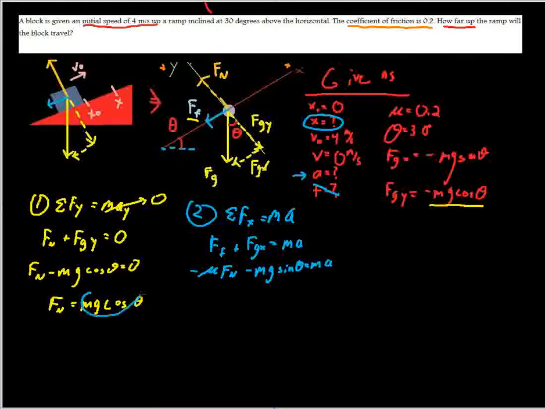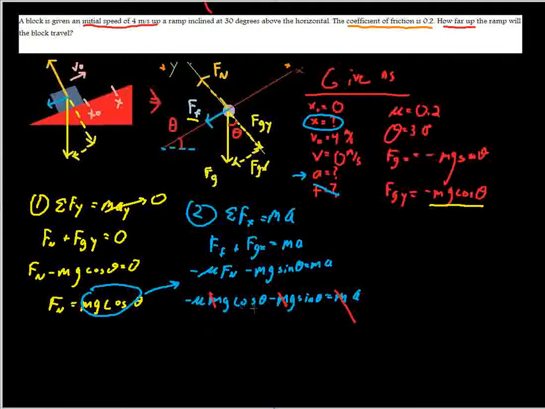And now I just take this and plug it in here. So I will have the opposite of mu mg cosine theta minus mg sine theta equals m times a. And that means that I can cancel out the m's. It's in every term, so I can get rid of it. Some people like to think they can get rid of the g's. Not so, because it's not in this term. So I can't get rid of g's just now.